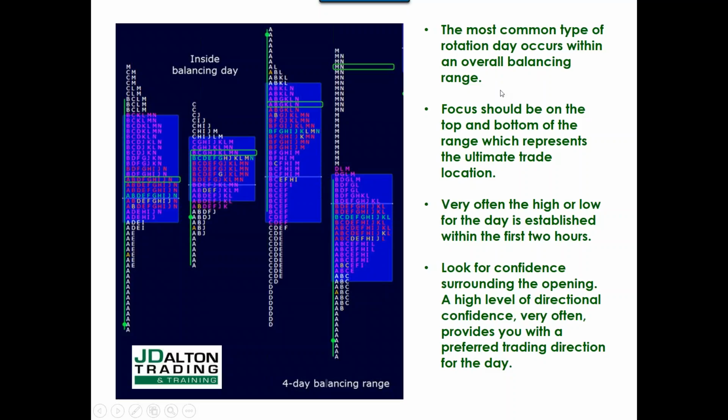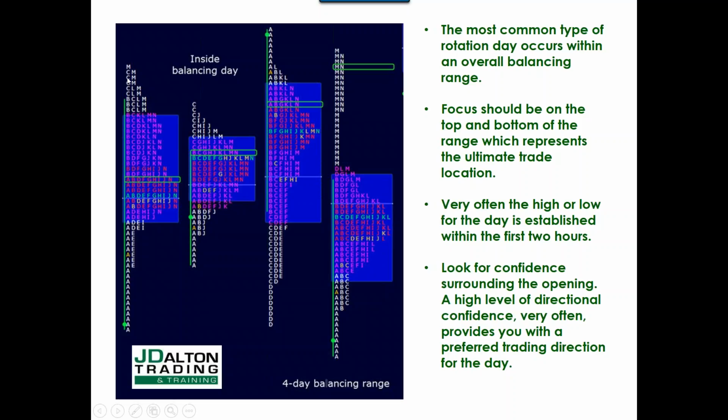The most common type of rotation day occurs in an overall balancing range. Focus should be on the top and bottom of the range, which represents the ultimate trade location. So when we go into the third day here, we have a 2-day high and a 2-day low with an inside balancing day. The 2-day high and low become our immediate reference points. On an inside day, you're looking to see if you break out of the inside day, or look out of the inside day, fail and come back through it.